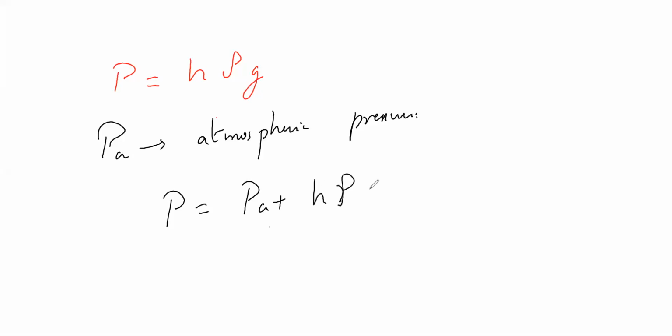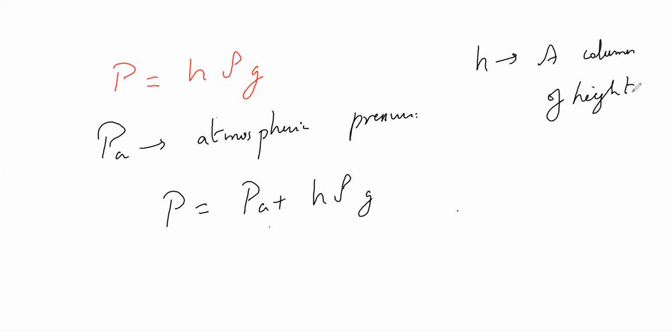Rho is nothing but our density. H rho G: I'll write down here, H is the height of the liquid column, rho is density, G is acceleration due to gravity, which I'm not writing, P is the pressure, and PA is the atmospheric pressure respectively.